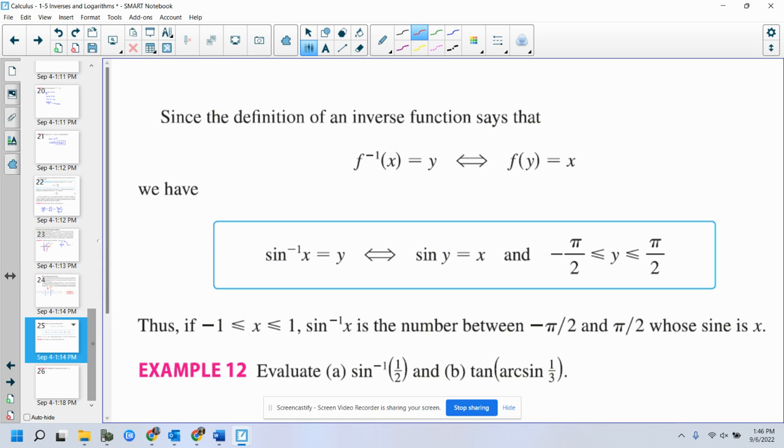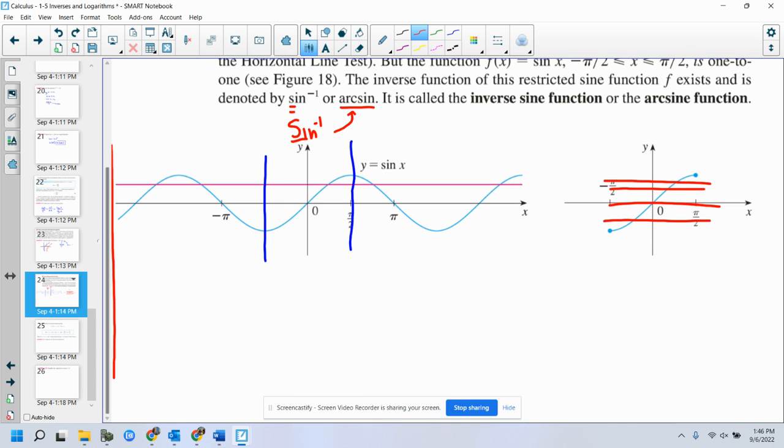Now, I guess I should go over them. It looks like I don't even have them in here. Remember the restriction on cosine is 0 to pi. How do we write it? 0, okay, yeah, x is less than or equal to pi. And the restriction on tangent is the same as sine: negative pi over 2 to pi over 2. Okay.